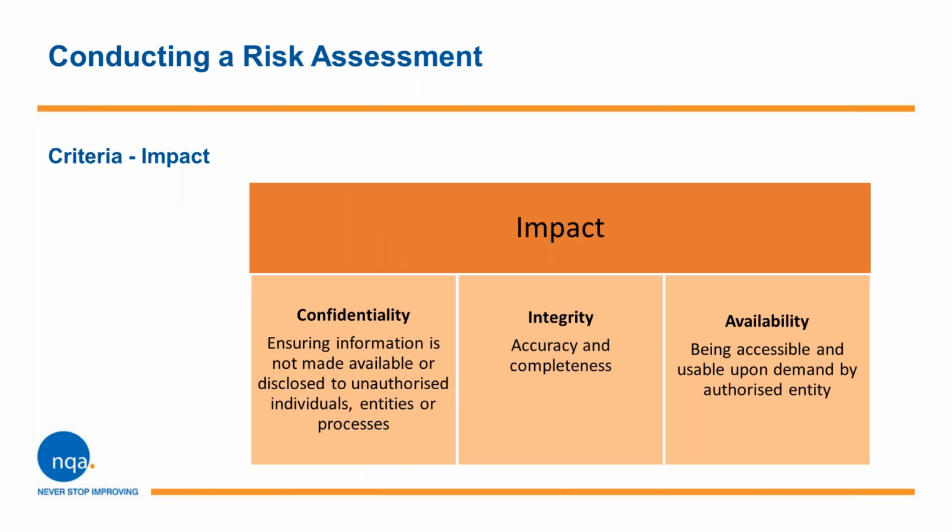So going back to the criteria, the impact then. Now, impact is usually measured in terms of CIA and may include financial, reputational, and regulatory impact, also information security and operational impact as well. And going back to those three key areas again: confidentiality, integrity, and availability.